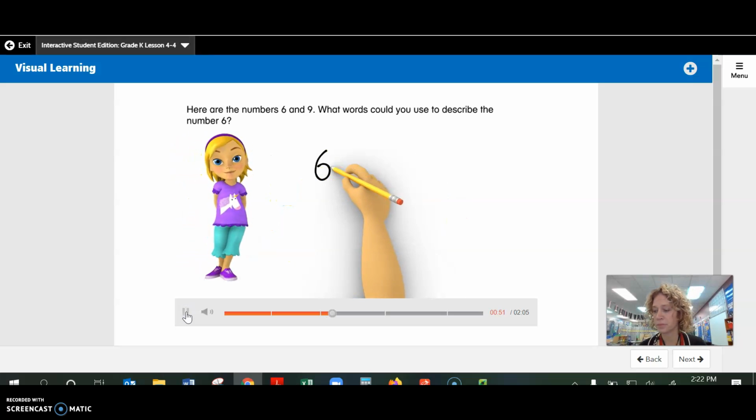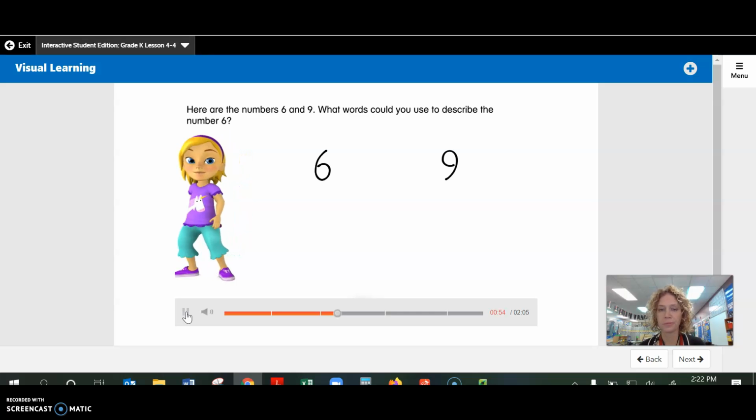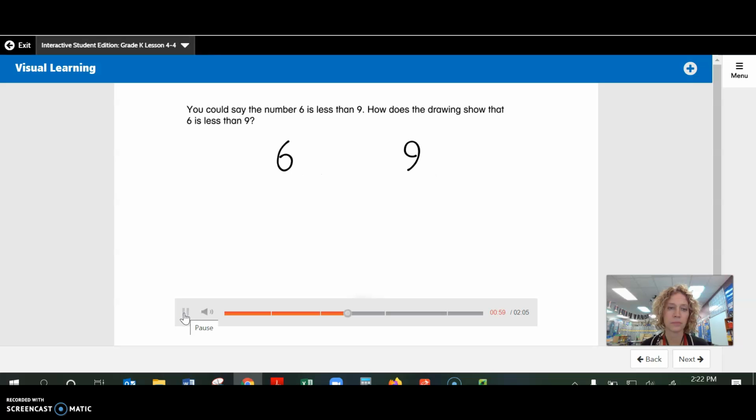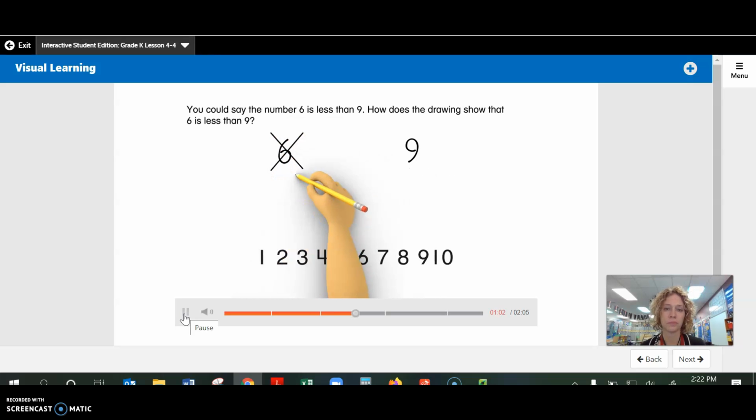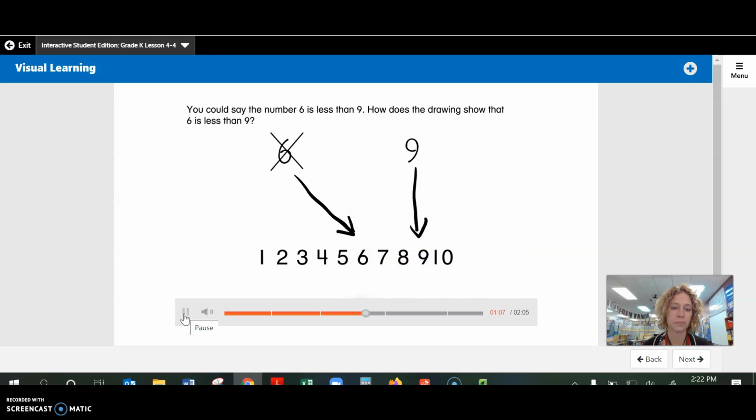Here are the numbers 6 and 9. What words could you use to describe the number 6? You could say the number 6 is less than 9. How does the drawing show that 6 is less than 9? The arrows point to the numbers in the number sequence. How do the numbers with arrows show that 6 is less than 9? The numbers show how you count, and the arrow for 6 is before the arrow for 9. So 6 is less than 9.